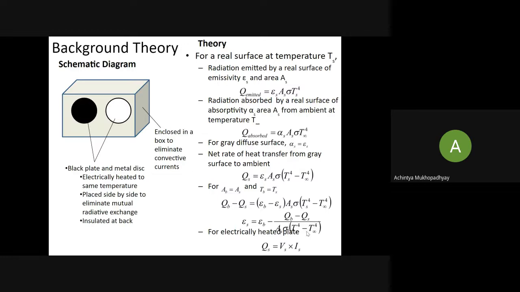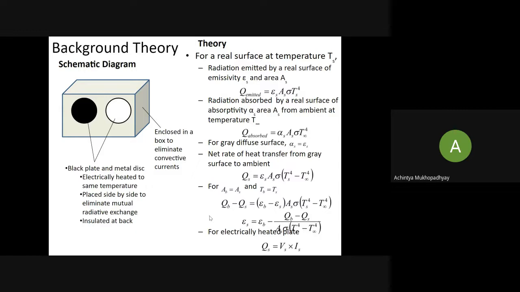And similarly in the next step also. Okay, so the T infinity to the power 4 part... no, it's correct. It is correct. We just changed it to this side and divided. It is correct, because now TB and TS are the same. So what is written here is correct. So QB minus QS equals this thing.